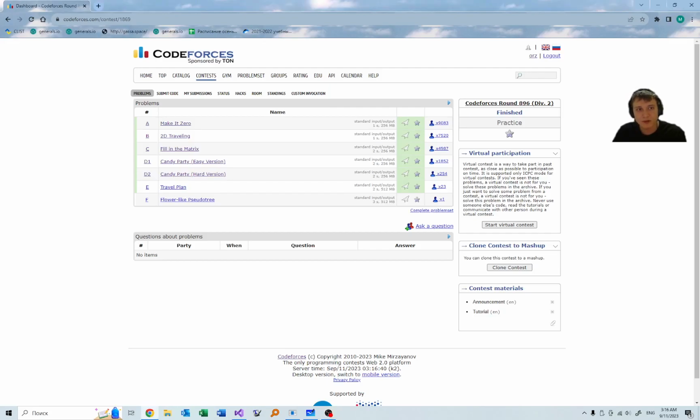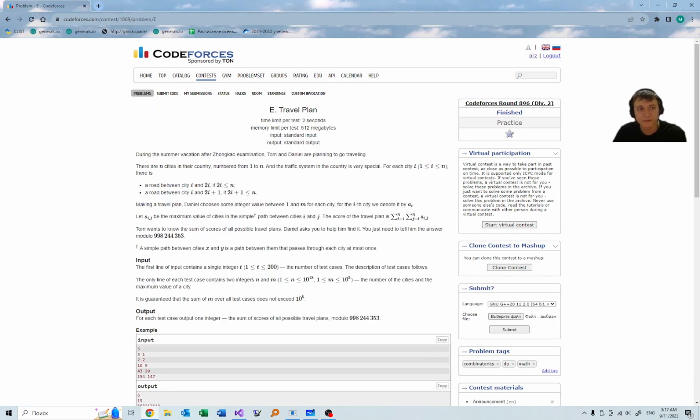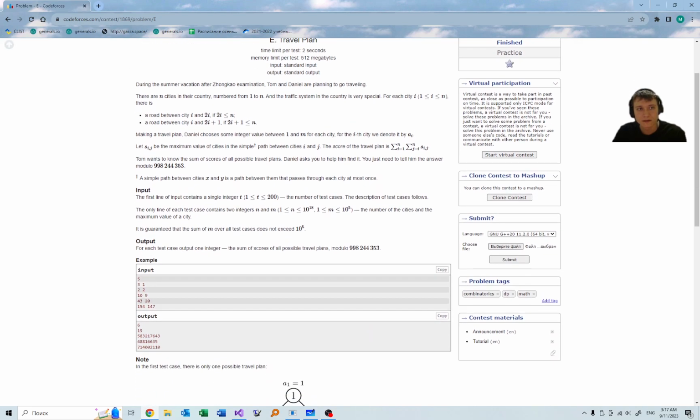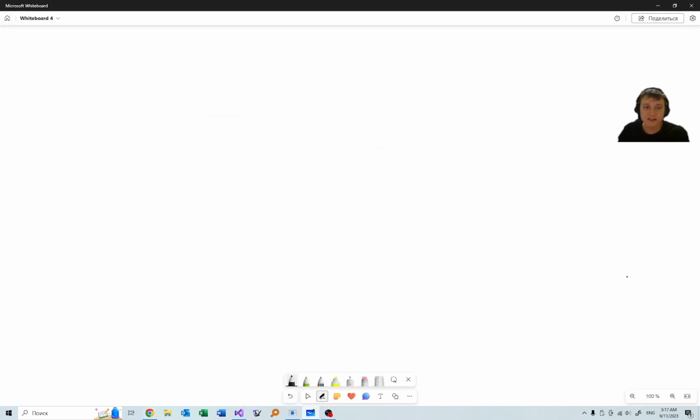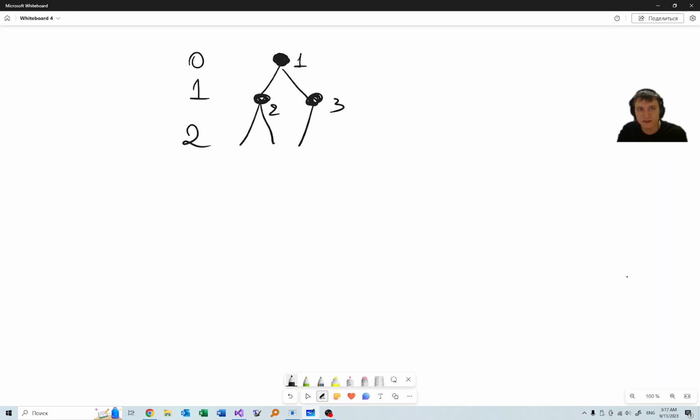I will explain problem E from division 2, travel plan. So we have a graph, which is like a standard binary tree. First of all, we have the zero level, which consists of vertex number 1. Then we have the first level, which consists of two vertices, number 2 and number 3. Then we have the second layer, which consists of 4 vertices.